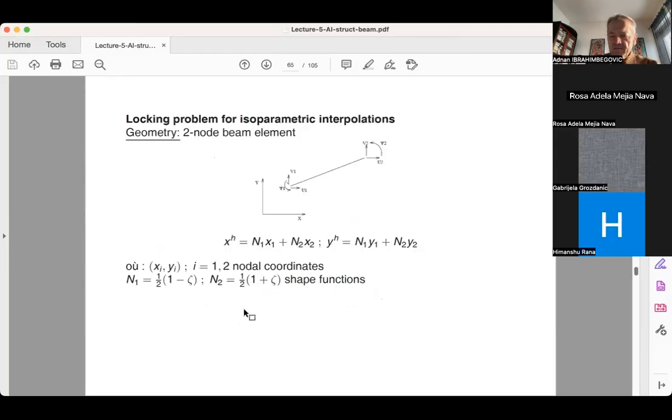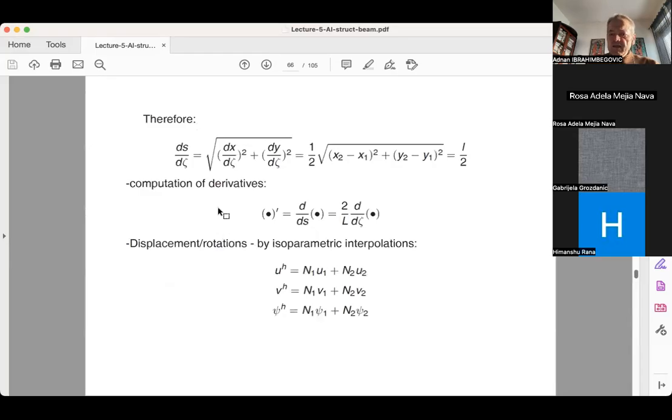If I make it, let's say, a two-node beam, I'm taking isoparametric mapping. With respect to this real beam, I'm taking a beam placed in the isoparametric coordinate space, where xi varies from -1 to +1. So these shape functions are built in terms of xi, and I get 1/2 times 1 minus xi, 1/2 times 1 plus xi. Then ds d xi, which is the Jacobian, is the square root of dx d xi squared plus dy d xi squared. This is x2 minus x1, y2 minus y1, all square root of that. That becomes basically L divided by 2. It's the length of the element divided by 2.